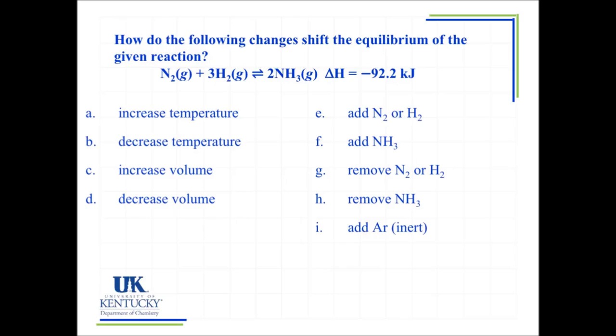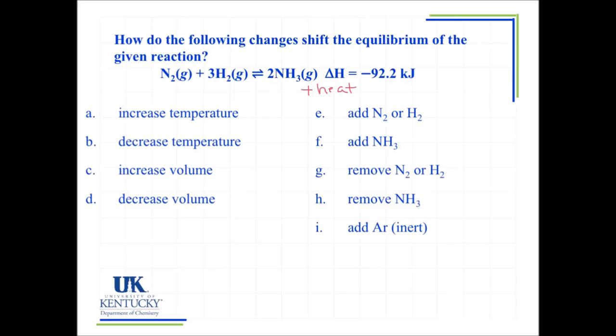Now the first two we look at are increasing and decreasing temperature. In order to do that, we have to know something about the enthalpy of the reaction, our change in enthalpy. Here we have a negative delta H value, which tells us it's an exothermic reaction, which tells us that we can look at heat as if it were a product. So I'm going to write plus heat with my reaction, as a reminder that I'm treating it like a product because I'm losing energy as this reaction proceeds.